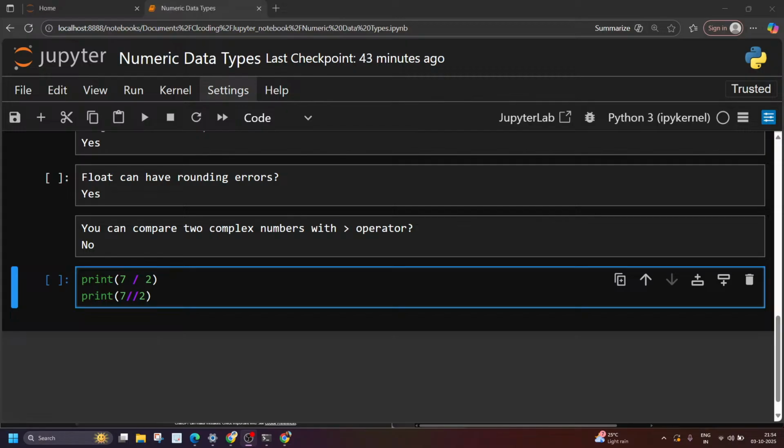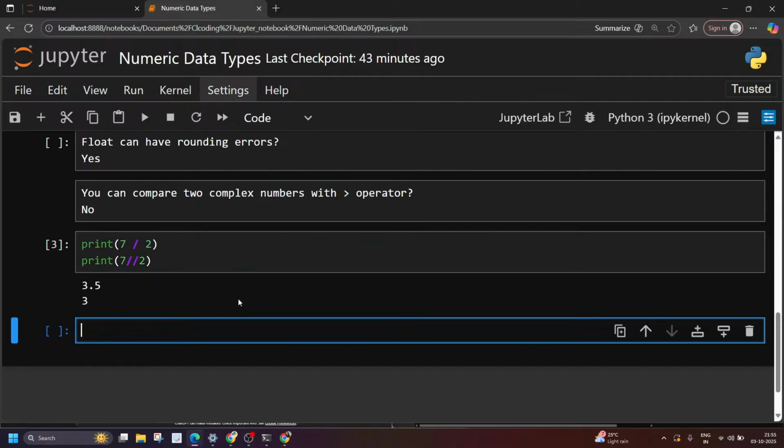So let's see what output this will give. See, the normal division answered 3.5 and the floor division rounded the value, so it answered 3. So this was the difference between floor division and normal division.